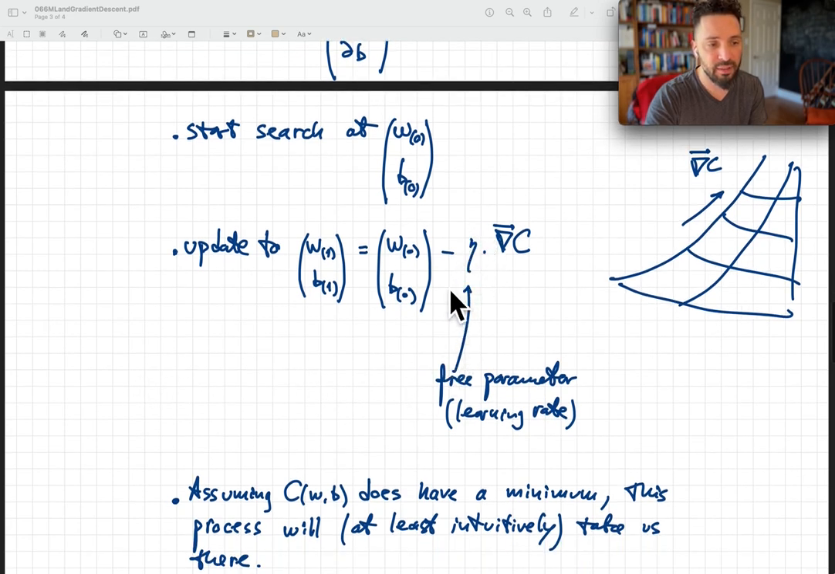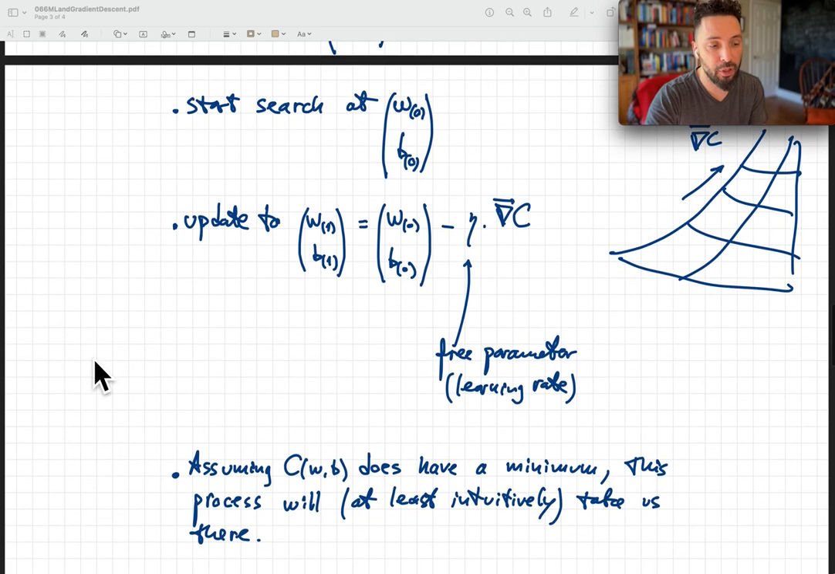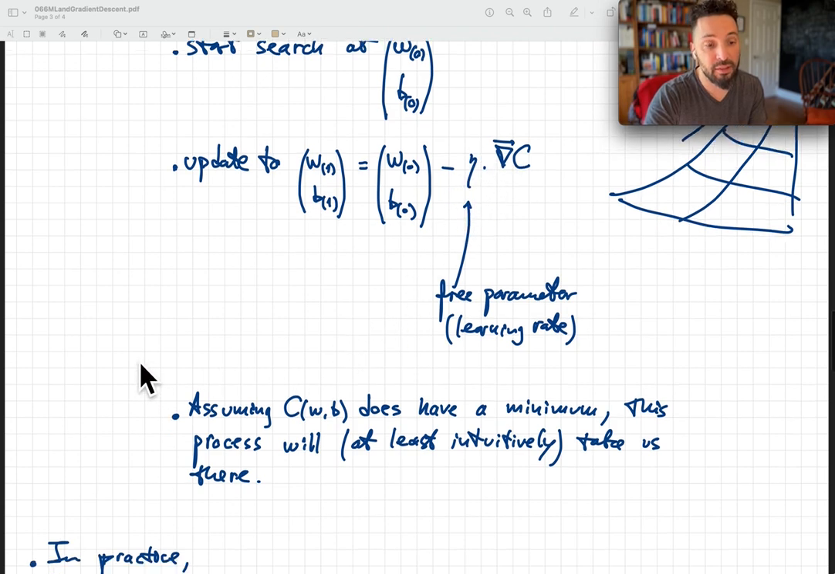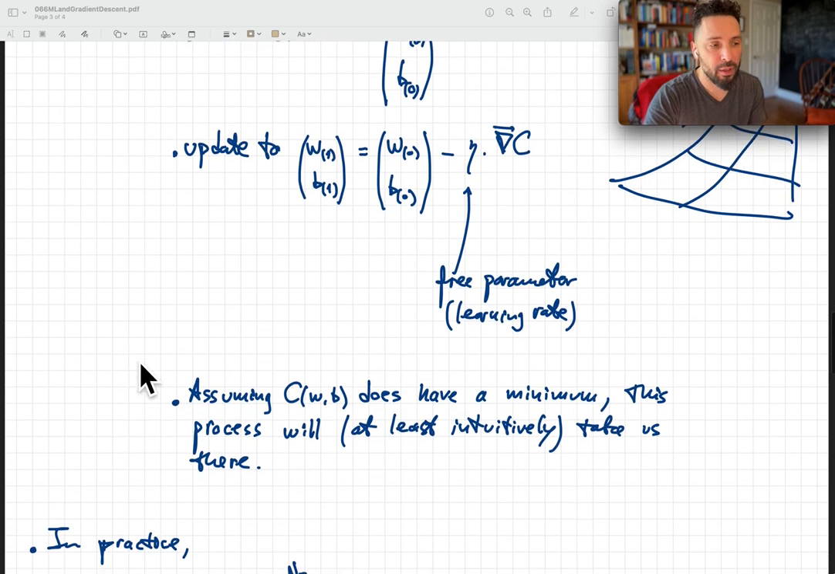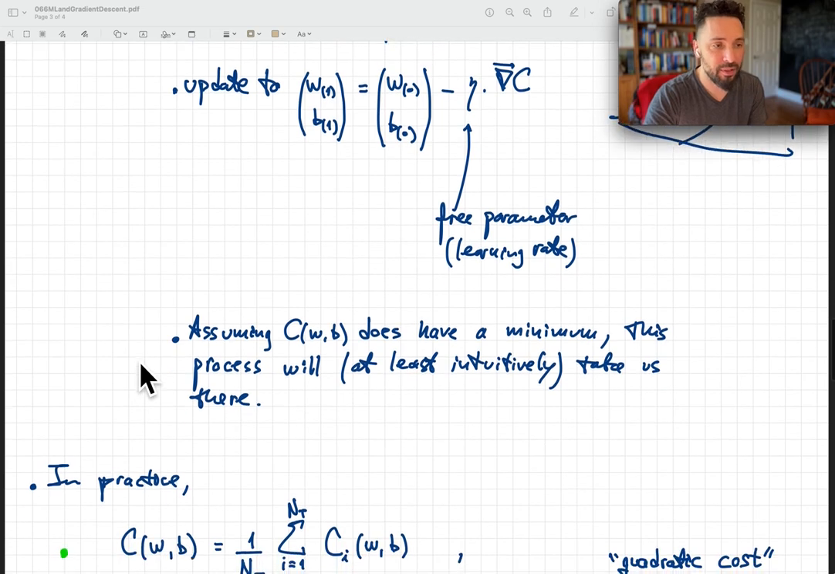We want to adjust this so that we don't take steps that are too large, but also not too small. If you take steps that are too small, then these iterations will not converge very quickly. If you take them too large, then you may jump around your space too fast, and you may not get to the minimum. Regardless, if C(W,B) does have a minimum, then this algorithm, by tuning eta appropriately, will, at least intuitively and geometrically, take us to that minimum. It will for sure take us to a local minimum. It may or may not be the global minimum, but that's the idea of gradient descent.